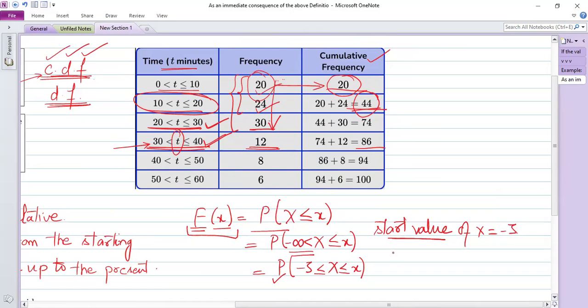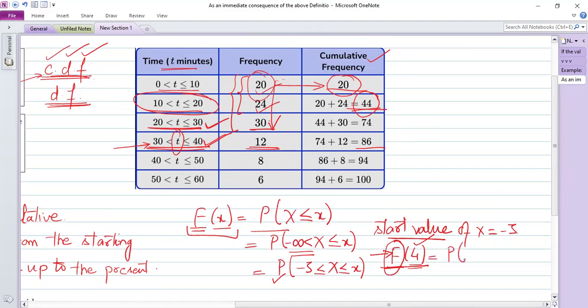Furthermore, suppose I need the value of f at 4. So what is this function f? Actually, this function is nothing but our CDF, the cumulative distribution function. I need the value of this CDF at 4. So what will be that?